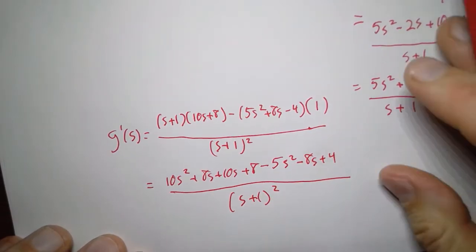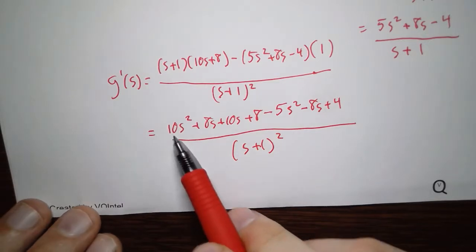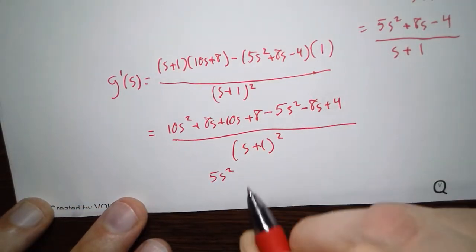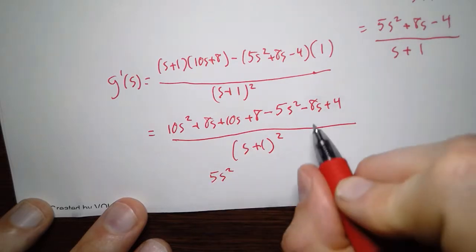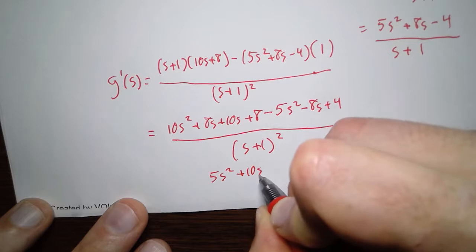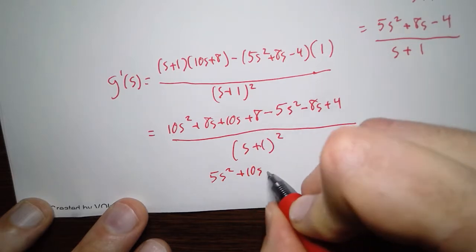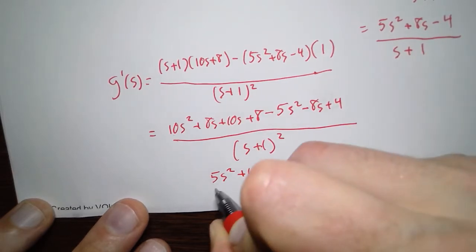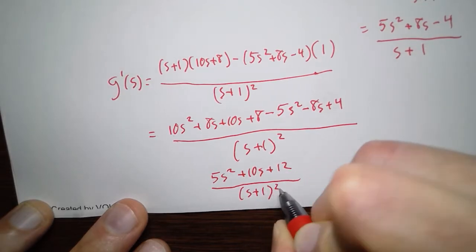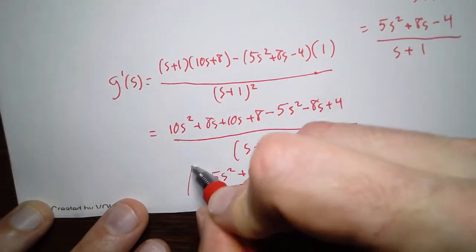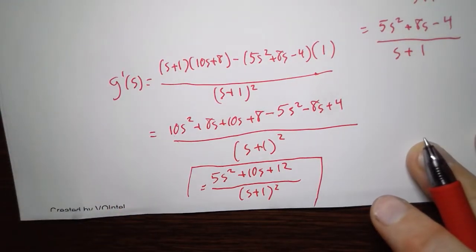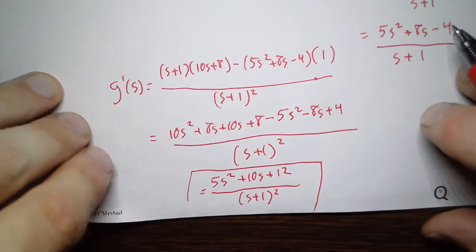So now let's combine our like terms, s squared and s squared. So we have 5s squared, 8 and 10 minus 8 leaves us with plus 10s, and then 8 and 4 leave us with 12. So we have s plus 1 quantity squared. And so there is our derivative. Let's go on to the next one.